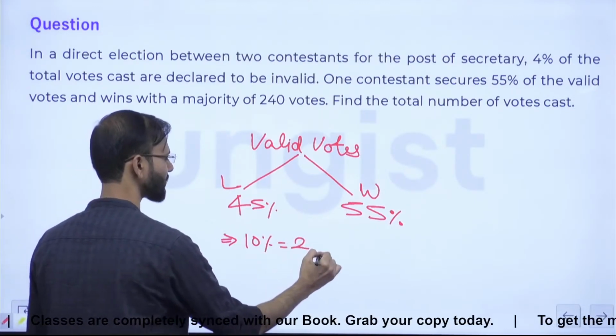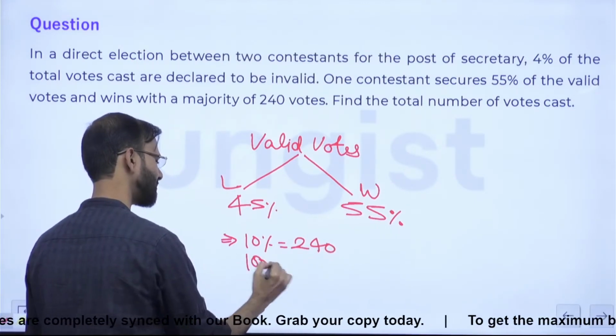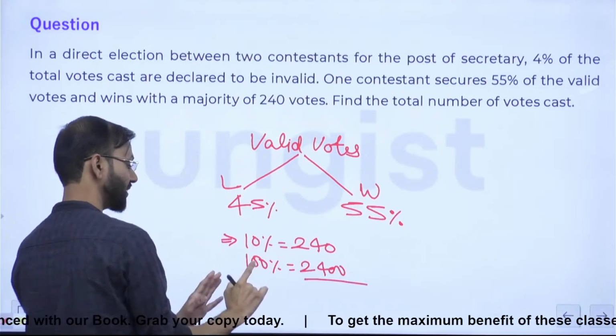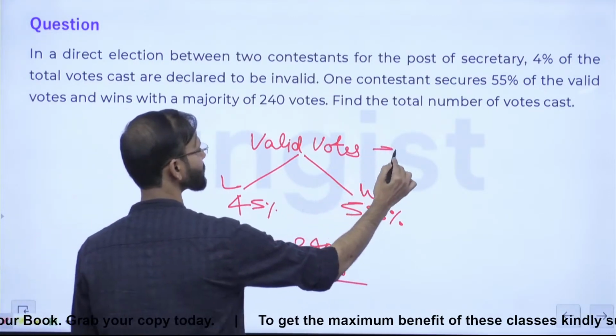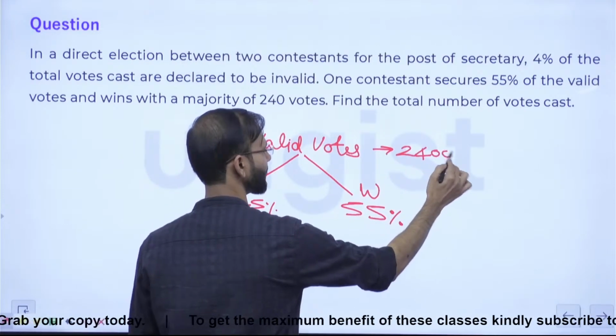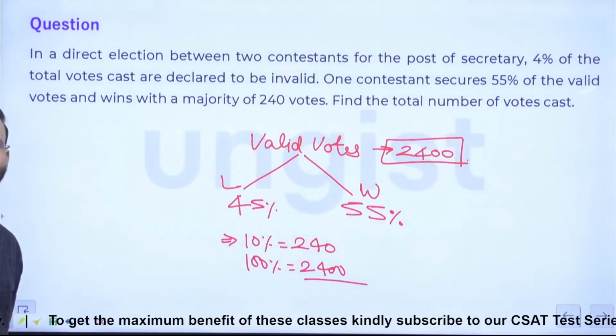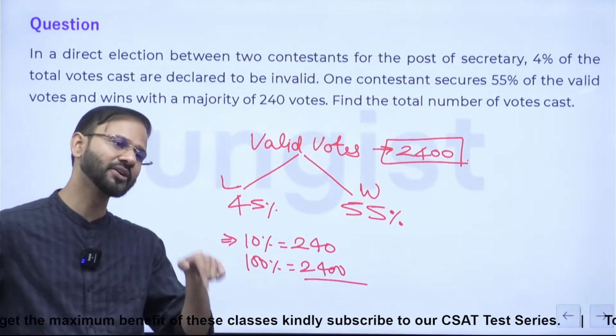10% is equal to what? 240. Then 100% is... but guys, this is not a final answer because this is valid votes only. Yes or no? This is valid votes only. The valid votes on that day were 2400.